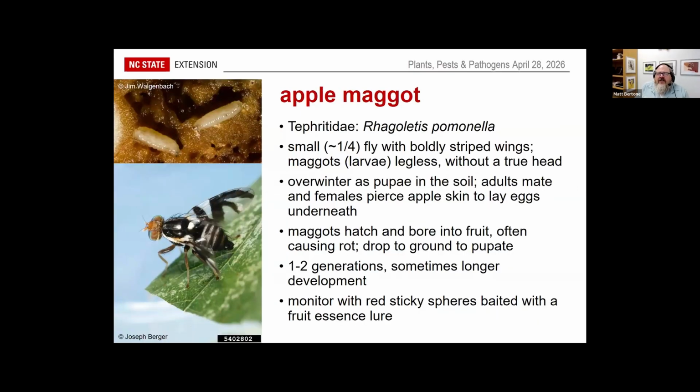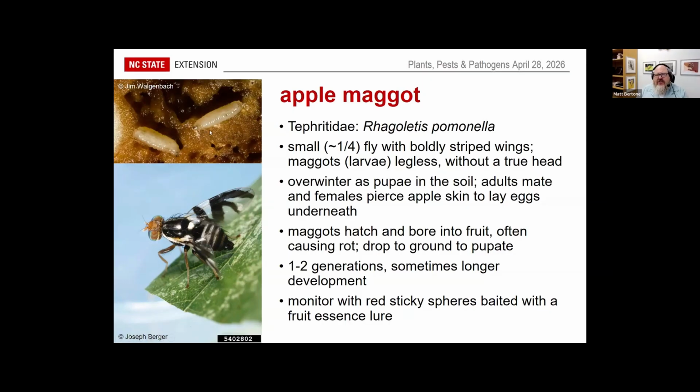Now, another one that affects apples is the apple maggot. As the name implies, this is a fly. This is in the family Tephritidae, or the fruit flies, Rhagoletis pomonella. These are small flies as adults, a little bit smaller than a house fly, with very bold black and white markings, and the wing patterns are very bold as well. In fact, it's shown that these mimic the legs of spiders, and when viewed from behind, it may mimic a jumping spider to gain protection.